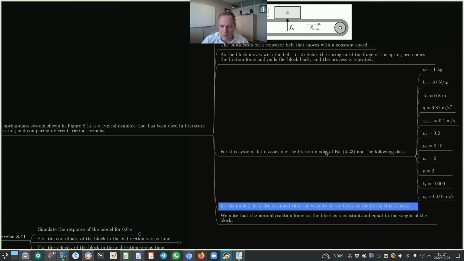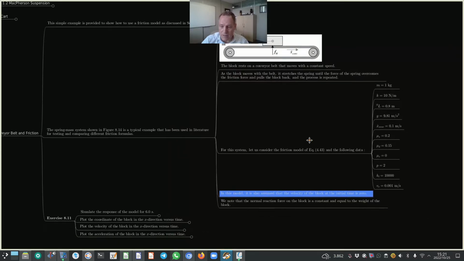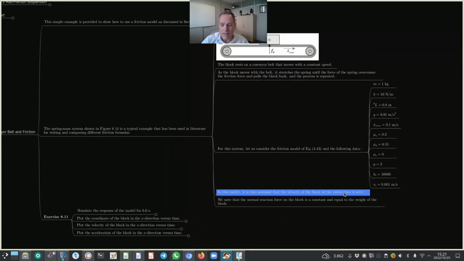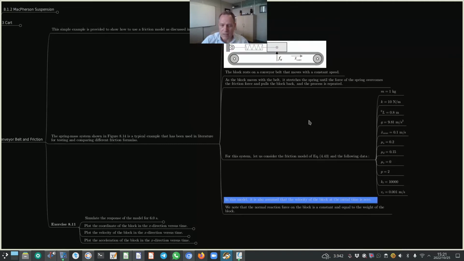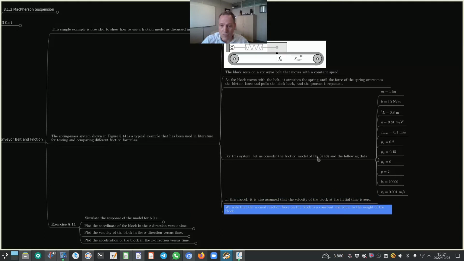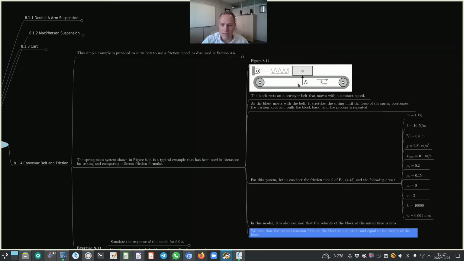So in this model, it is also assumed that the velocity of the block at the initial time is 0. So when the simulation starts, the block is at rest. Now we note that the normal reaction force on the block is a constant and is equal to the weight of the block. This Fn here in figure 8.14 is, in other words, exactly equal to the weight of the block.